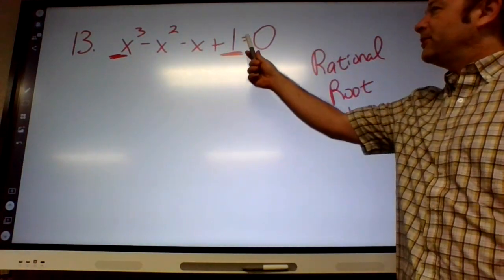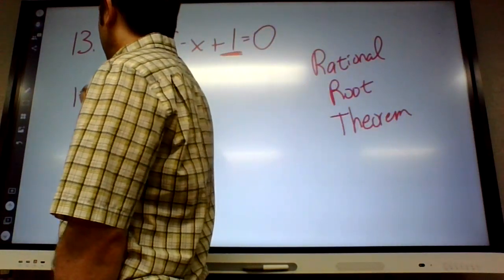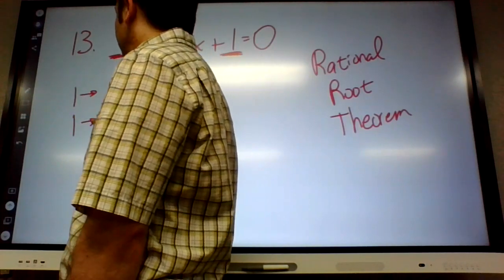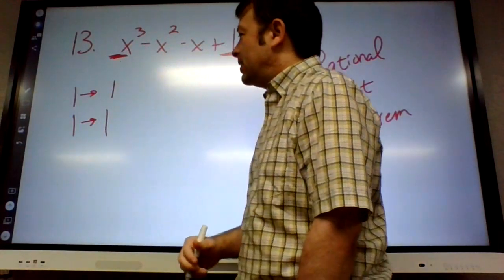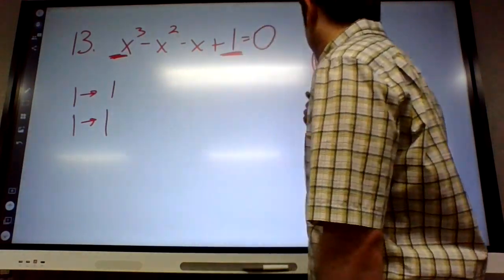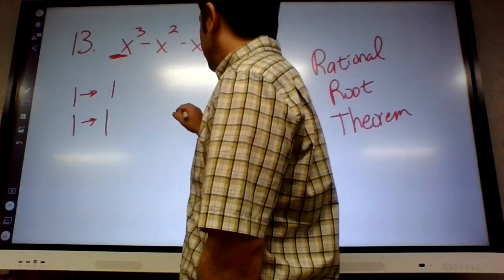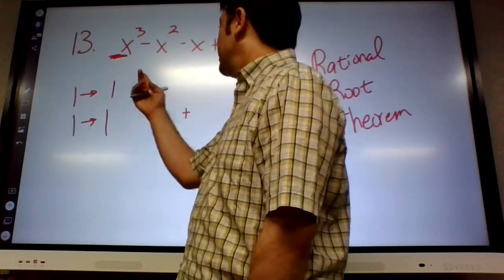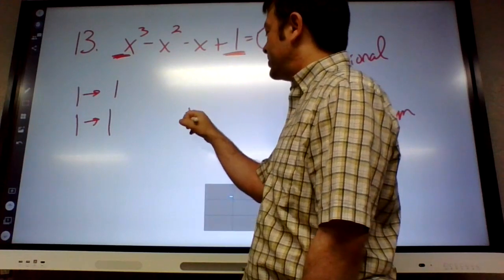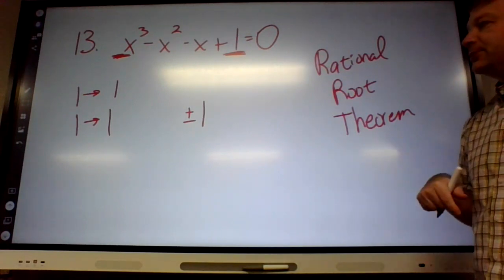Okay, so what are the factors of 1? 1. And then the first coefficient is a 1 also. What are the factors of 1? 1. Not a lot of options here. So the possible rational roots are 1 over 1. Okay, but factors could also be 1 times 1 equals 1, but also negative 1 times negative 1 equals 1. So these could all be positive or negative. So those are possible rational roots.